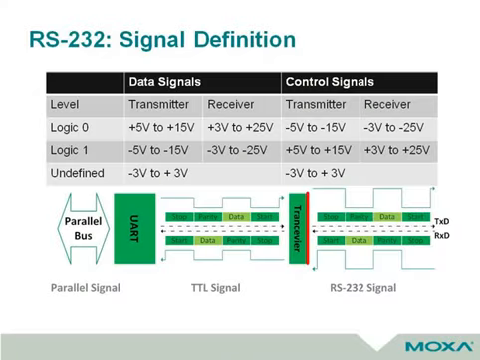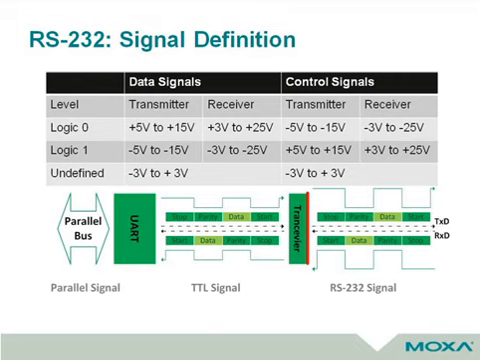This is a table of RS-232 signal definition. Let's look at the data signal column. For transmitter, 5V to 15V will be a logic 0. Minus 5V to minus 15V will be a logic 1. For receiver, 3V to 25V will be a logic 0. Minus 3V to minus 25V will be a logic 1.